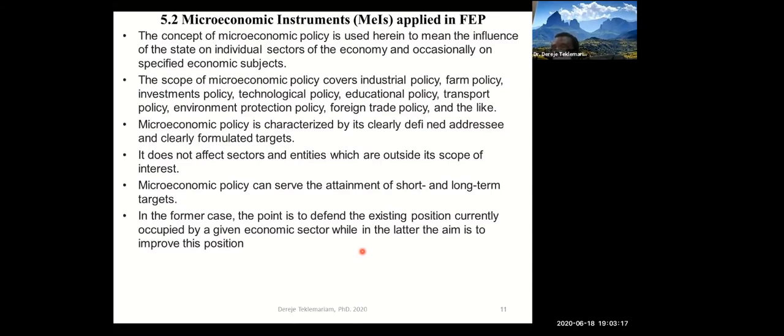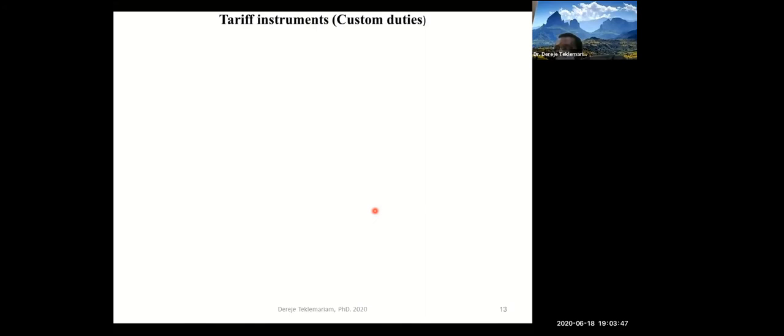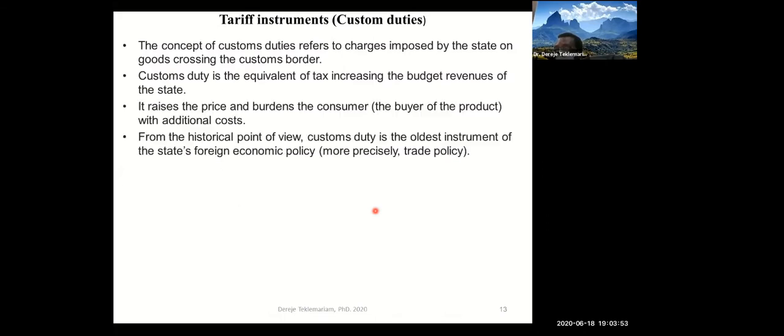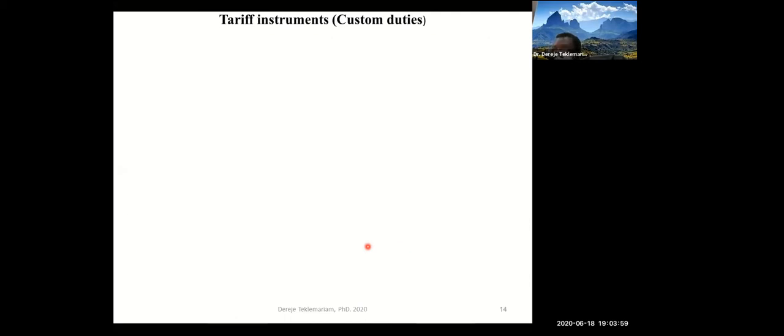I gave you almost 90-something PowerPoint slides. You have to read that, but I can really do something here. The classification of microeconomic instruments: these are the three major categories, the tariff related, which we call customs duties, the para-tariff, and the non-tariff. I think except Bini, all of you have attended that. I hope he can also read the material along with us.